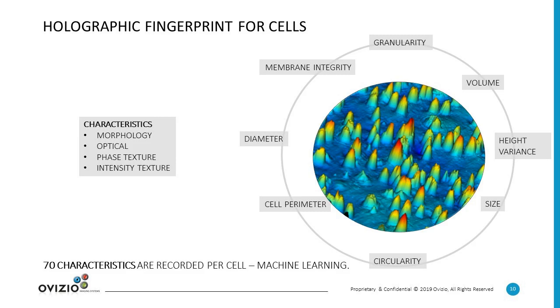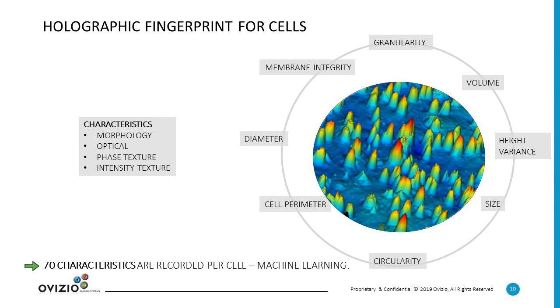Everything starts, of course, with the image, but what we do with the image is actually even more important. In the image, the algorithms that are built with a machine learning system rely on the analysis of single cells. So all the cells within an image are analyzed individually, and that is based on a combination of 70 characteristics on a single cell level.